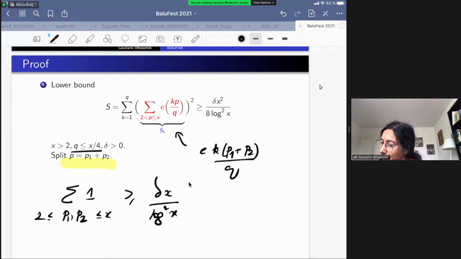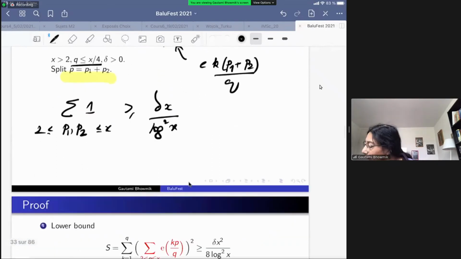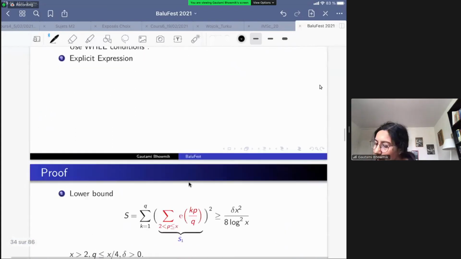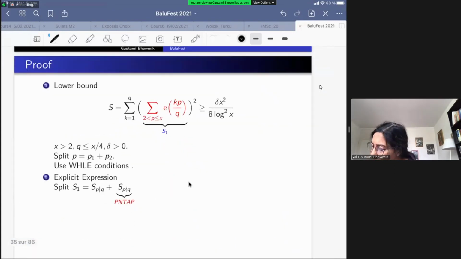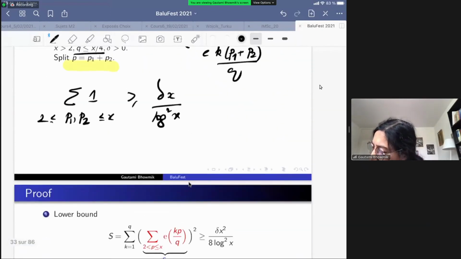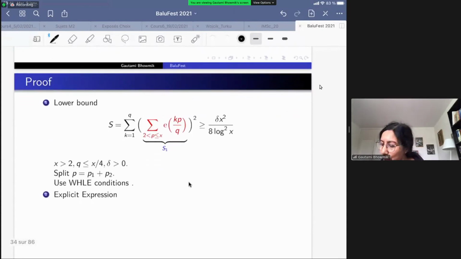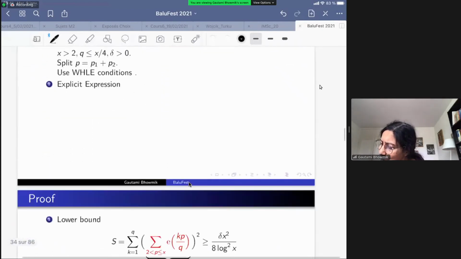And then you have another sum. So then you try to get an explicit expansion. Here I have used the weakened Hardy-Littlewood conjecture with exceptions. Otherwise you cannot get this in our proof. I don't say that otherwise you cannot get it, I don't know. Okay. Then we get an explicit expansion.